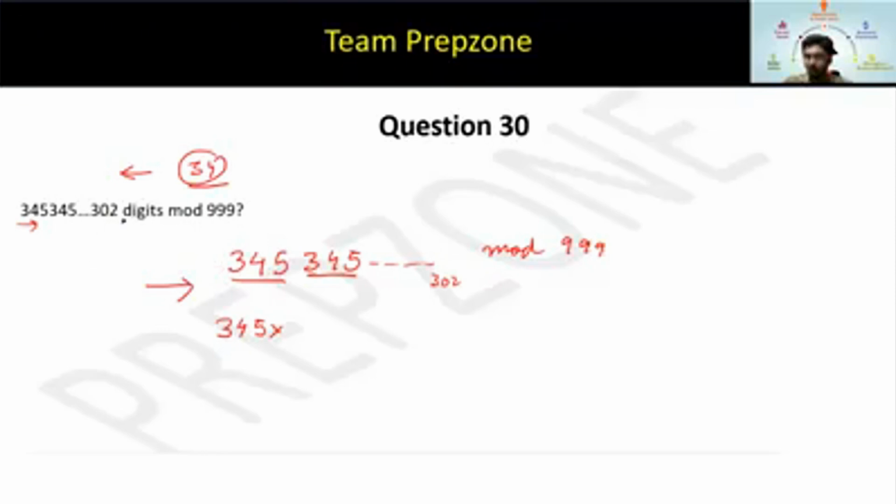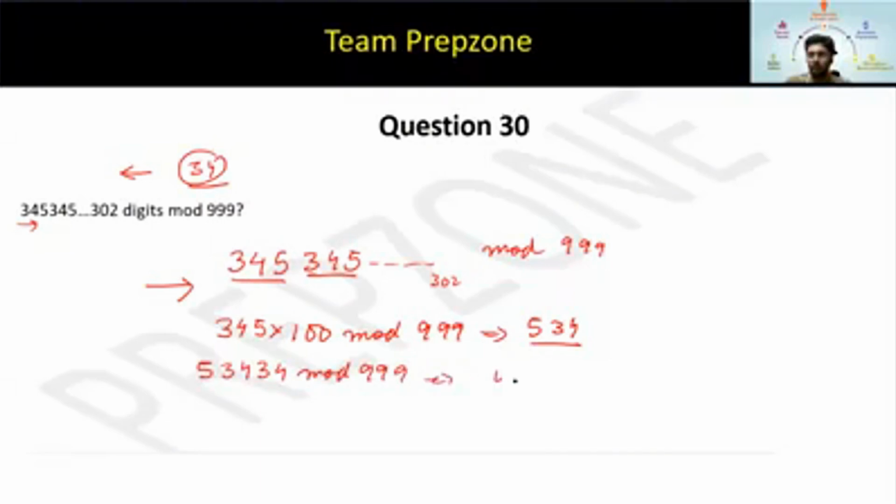From the left hand side, it will be 345. I'm making a pair of 3, 3 into 100 mod 999. This is simple. You will get this as 534. Just place the next 2 digits now. So this becomes 534, 34 mod 999. You will get your answer as 487. Clear? This is how we have approached it from the left hand side. We can also approach it from the right hand side. You will get the same answer. Do try it from the right hand side.